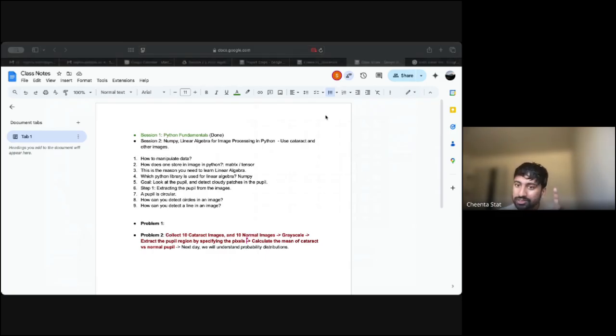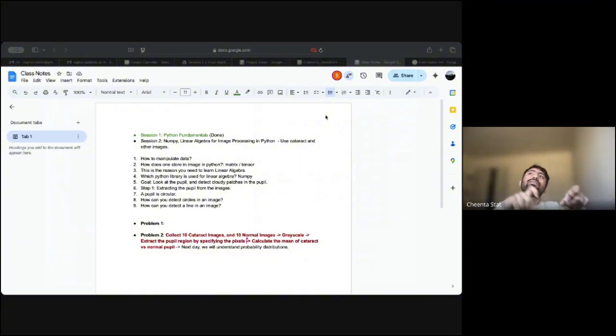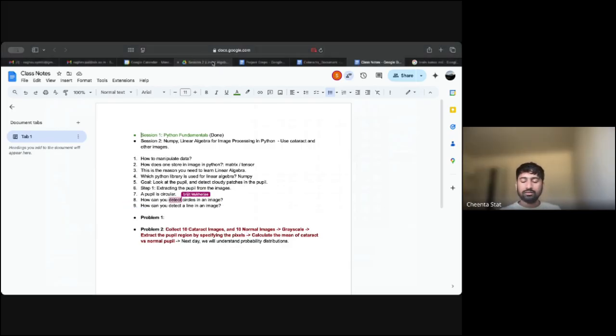Our goal is to automate this process by AI. Can AI learn which pixels these are from the images? That's the whole idea. But we are doing it by hand because you need to know the data set, what it is. Great. This is one problem.